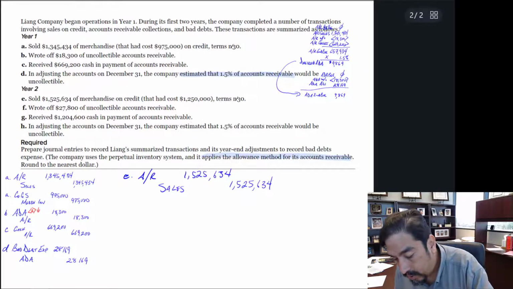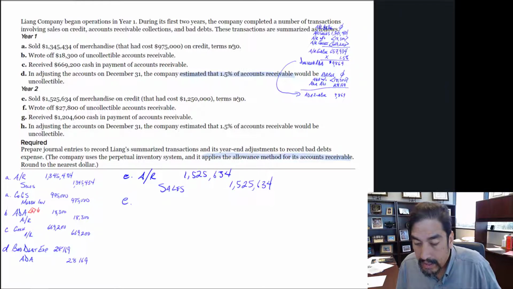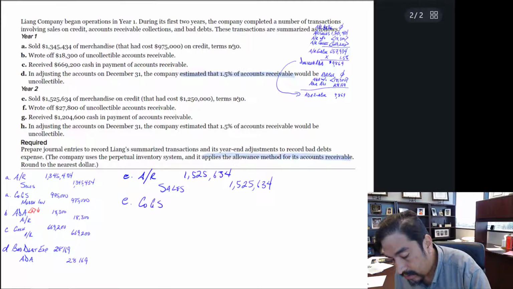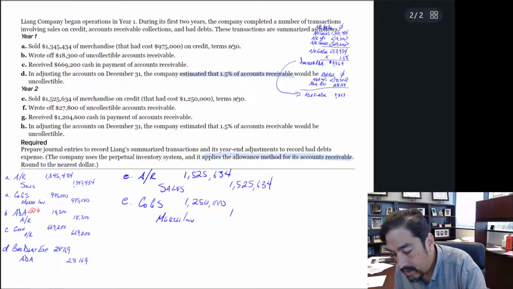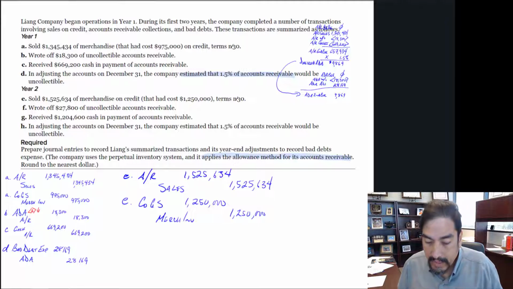We also have to record the cost piece of E. It cost us $1.25 million. So we're going to record cost of goods sold for $1,250, and we're going to pull it out of merchandise inventory for $1,250. That's the second part of E.